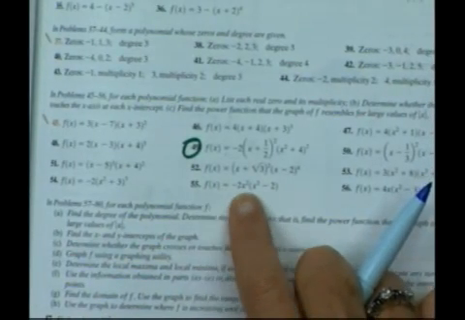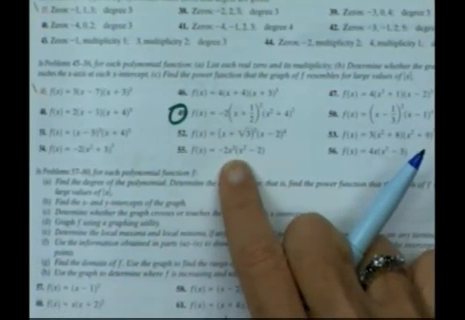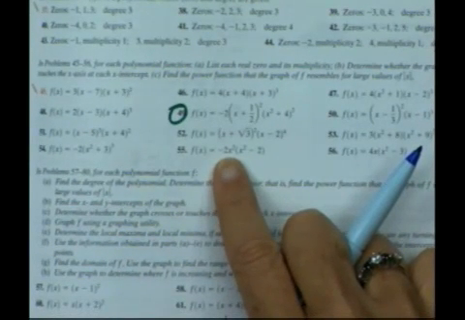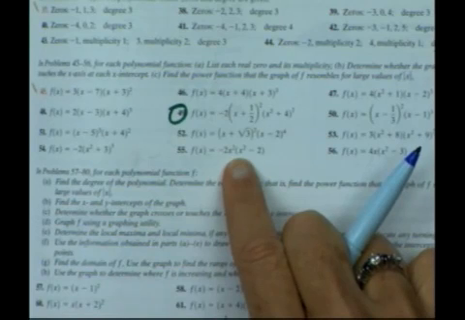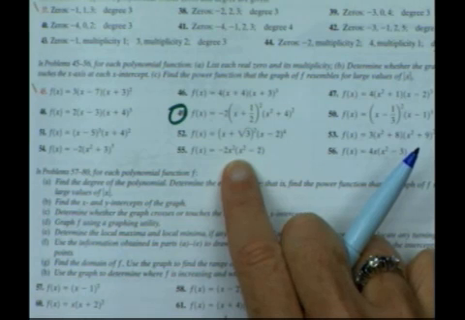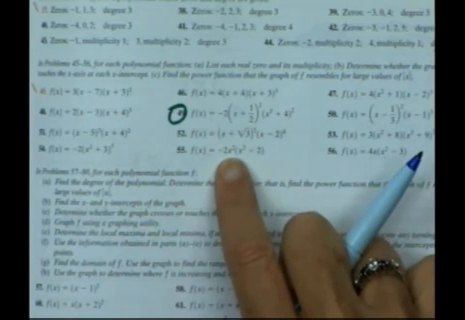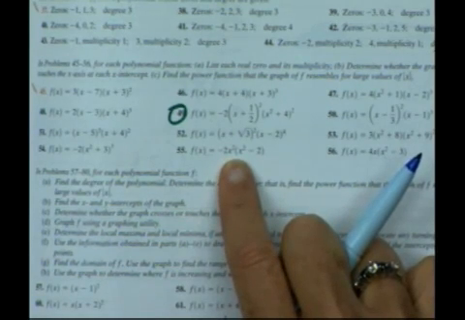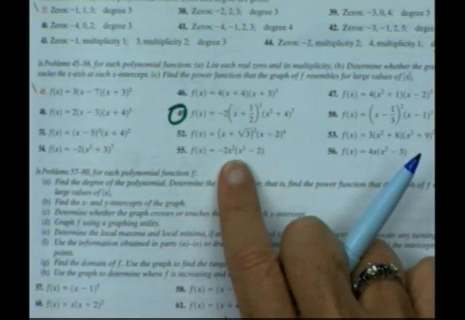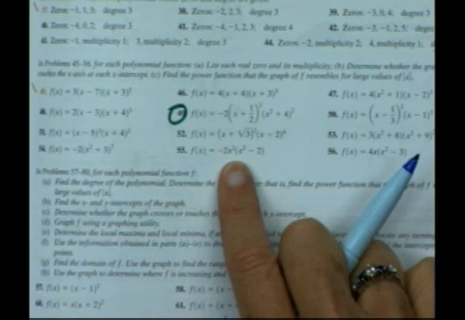All right, if you were going to multiply out number 55, you would get minus 2x to the 4th as your leading term, right? You'll have another term, but the term of highest power is x to the 4th. So what would be your power function? Negative 2x to the 4th. Okay? All right. Questions?